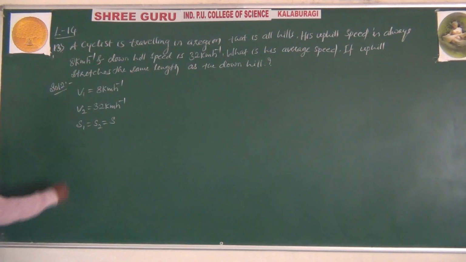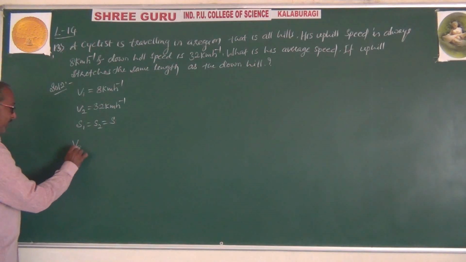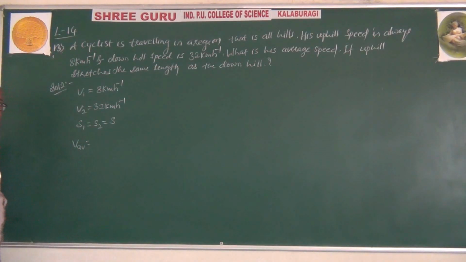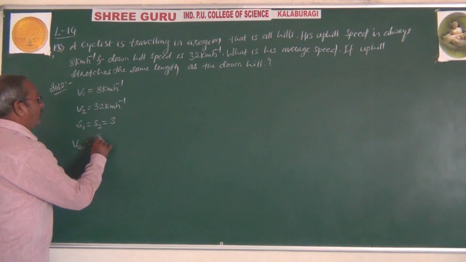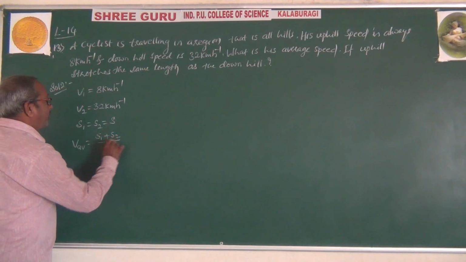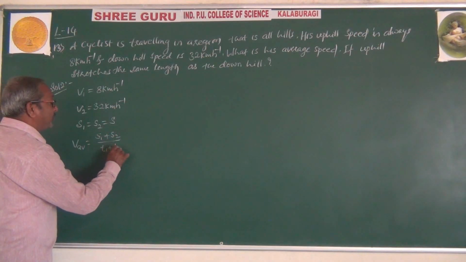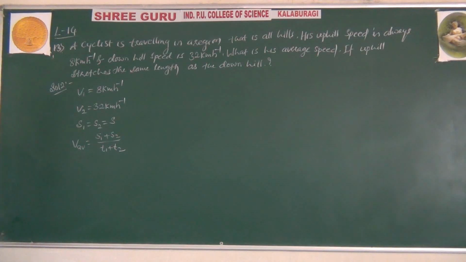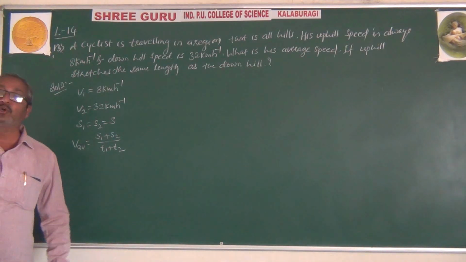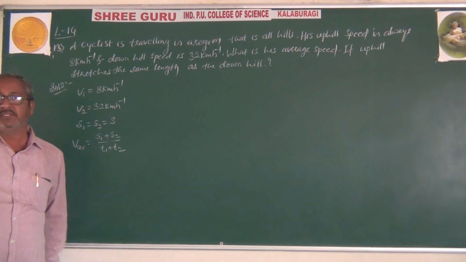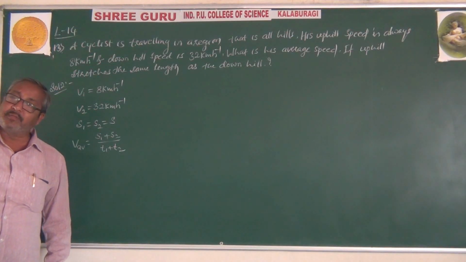So here you have average speed V average equal to total distance travelled divided by total time taken. That means S1 plus S2 divided by T1 plus T2. Here there is no need to convert kilometer per hour into meters per second, because we will keep the average also in terms of kilometer per hour.